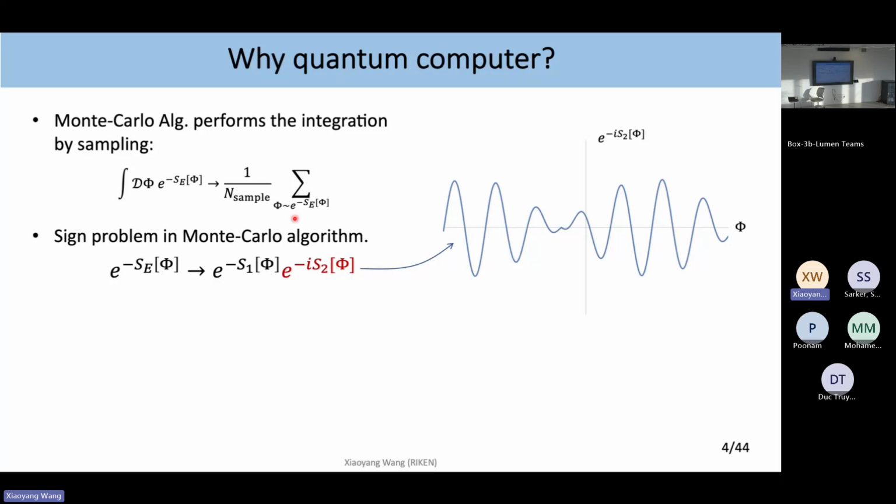However, in the classical Monte Carlo method, people usually face the sign problem. Because the classical action is a complex number, we can decompose it into S1 and iS2. Because of this imaginary component, the Boltzmann distribution highly oscillates, such that sampling from this highly oscillating distribution is almost impossible.